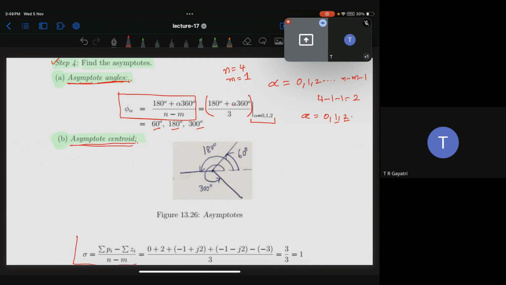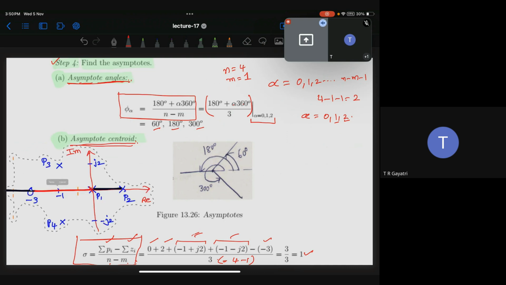This is the formula. It is the summation of the poles minus the summation of the zeros, divided by n minus m. So what are the poles we have? 0, 2, this is one pole, this is one pole. That is the summation of the poles. 0 is only minus 3. So divide by n minus m, which is 4 minus 1. What are we getting? 1. Is this clear?